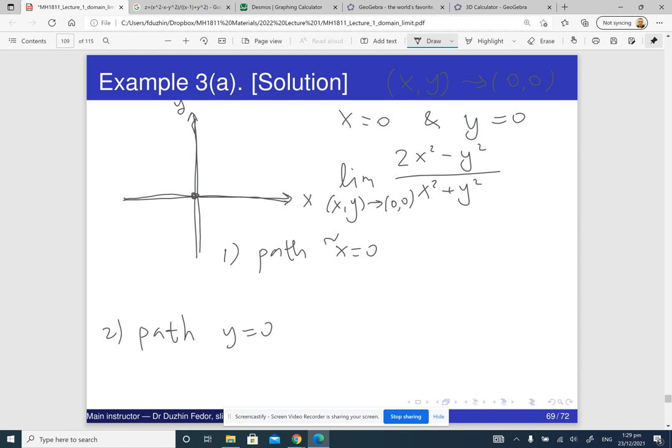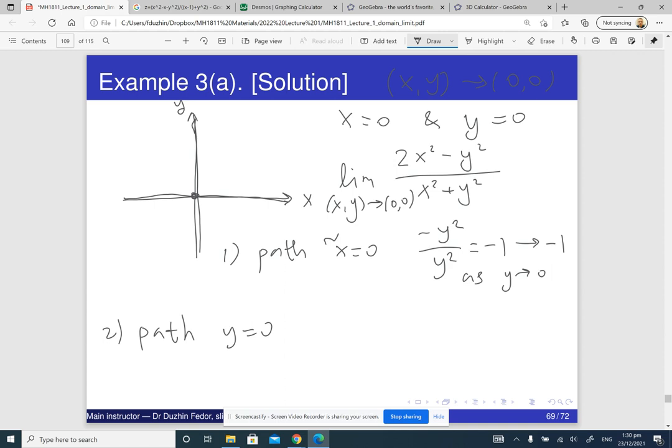Okay, so first, when x equals 0. Along the path x equals 0, essentially it means that I replace x with 0. Replacing x with 0, I get minus y squared in the numerator and y squared in the denominator, right? And this is negative 1, which approaches negative 1 as, x is already 0, so as y goes to 0. Okay, so the limit along the path x equals 0 is negative 1.